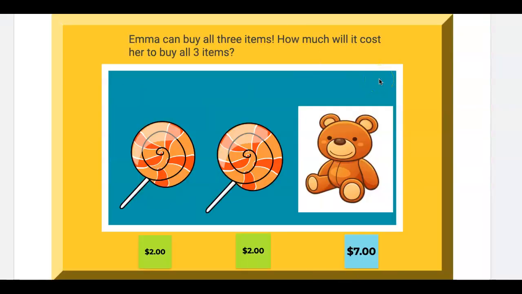Emma can buy all 3 items. How much will it cost her to buy all 3 items? So once again, it's kind of going back to the beginning. This is where students will look at how much the bear was, $7. Look at each lollipop, which is $2. So now they'll have to add up 2 plus 2 plus 7.